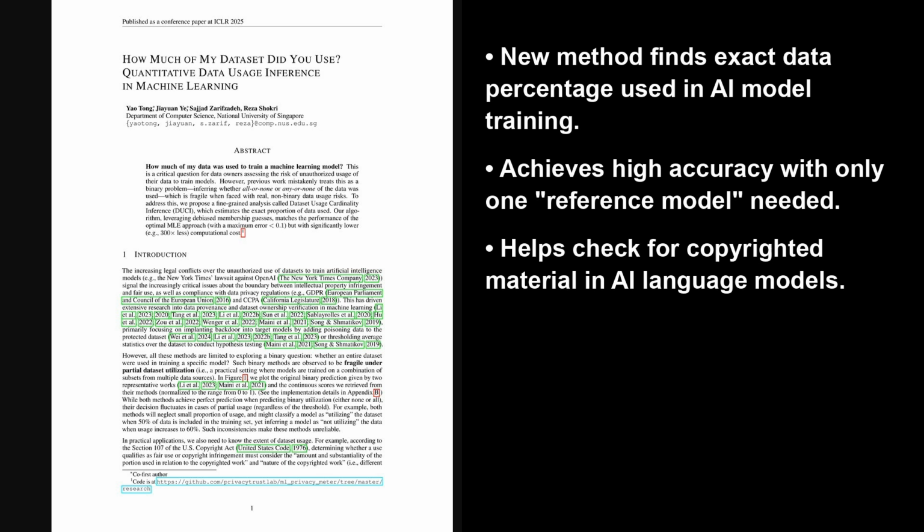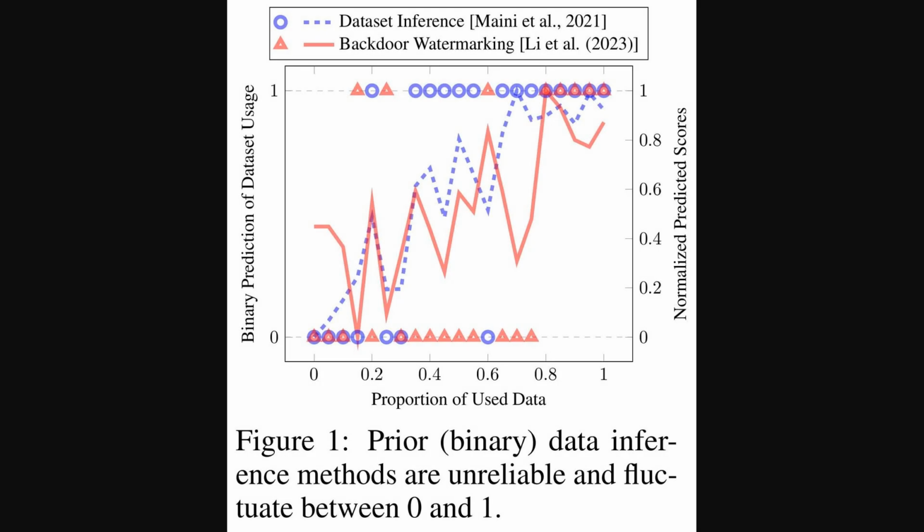This paper tackles a key question. How much of a dataset was actually used to train a model? It introduces dataset usage cardinality inference, or DUCI, a way to get a precise percentage. This moves beyond simple yes-no checks by refining membership inference, which are methods to guess if individual data points were used in training.